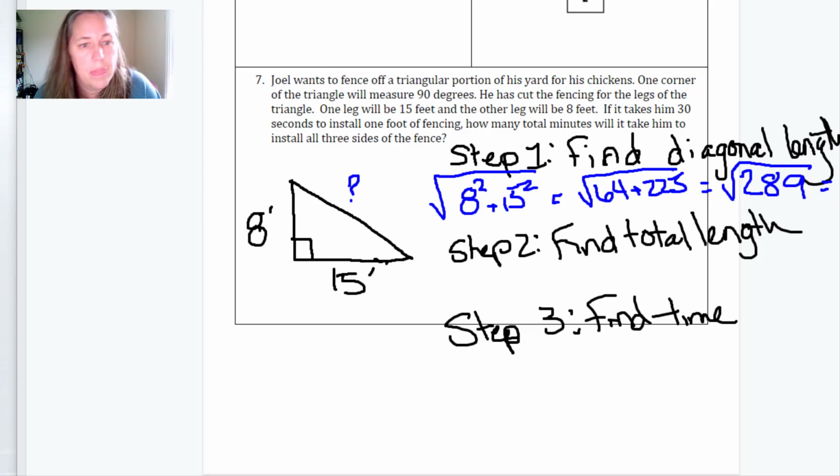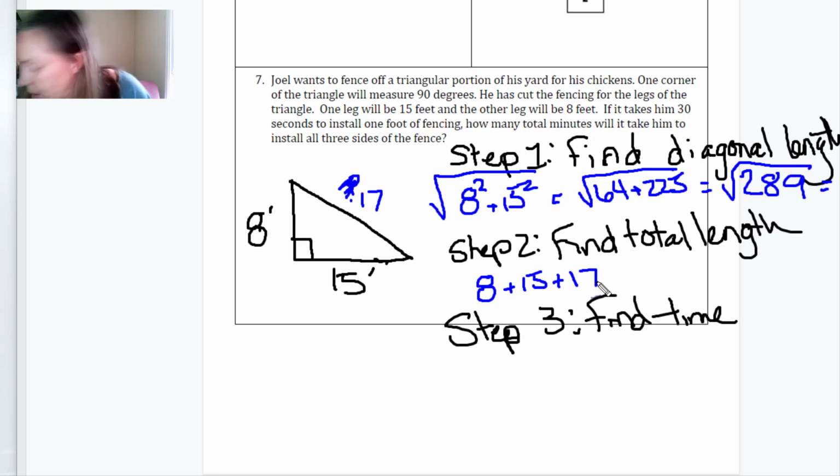Yep. Oh, I ran out of room. So, come on now. There we go. So this is 17. So the total length is 8 plus 15 plus 17. So the total length is 40.